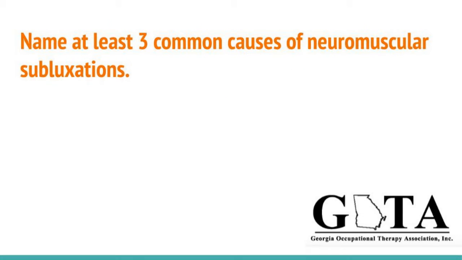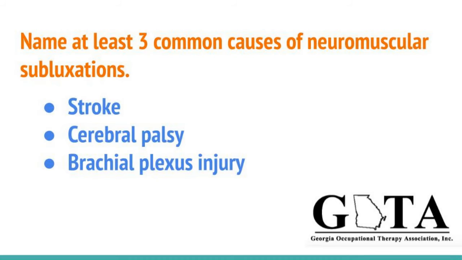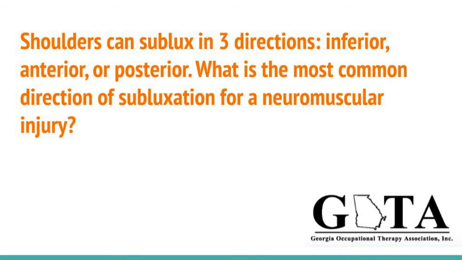Name at least 3 common causes of neuromuscular subluxations. Three common causes of neuromuscular subluxations include stroke, cerebral palsy, and brachial plexus injury. Shoulders can sublux in 3 directions: inferior, anterior, or posterior.